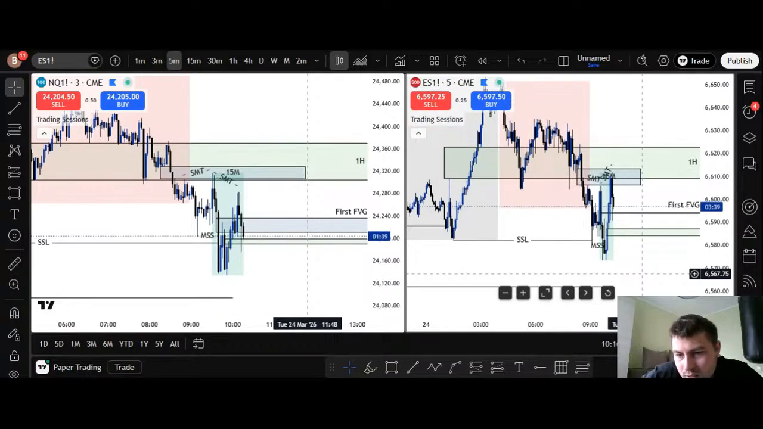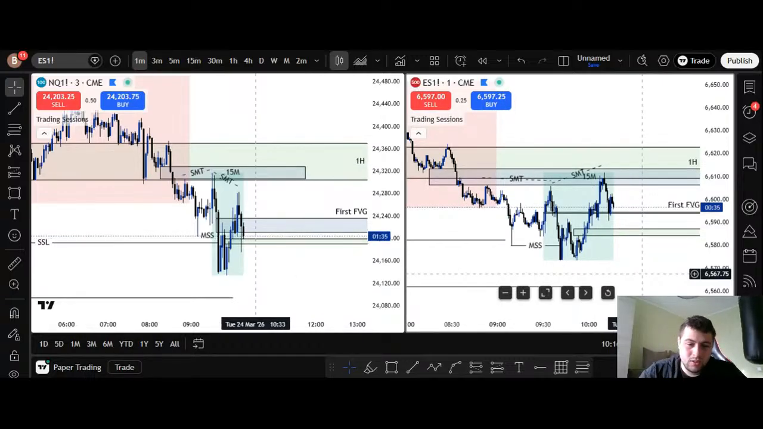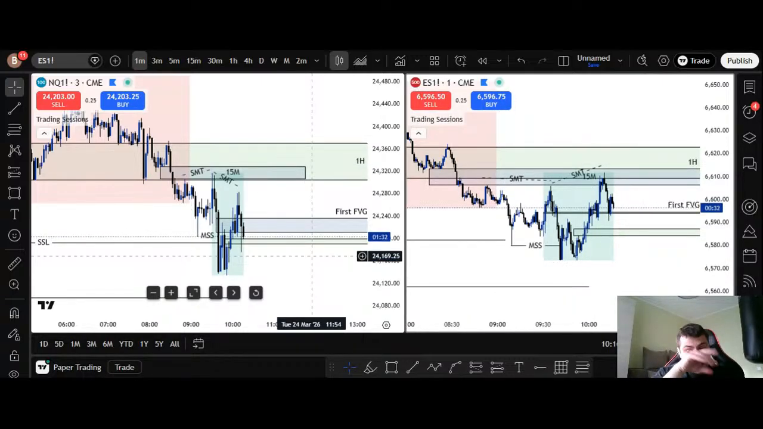Let's see. I really want to understand first if this actually gonna hold the price or not. This 5 minutes from now, okay. Only then I can do something about it.